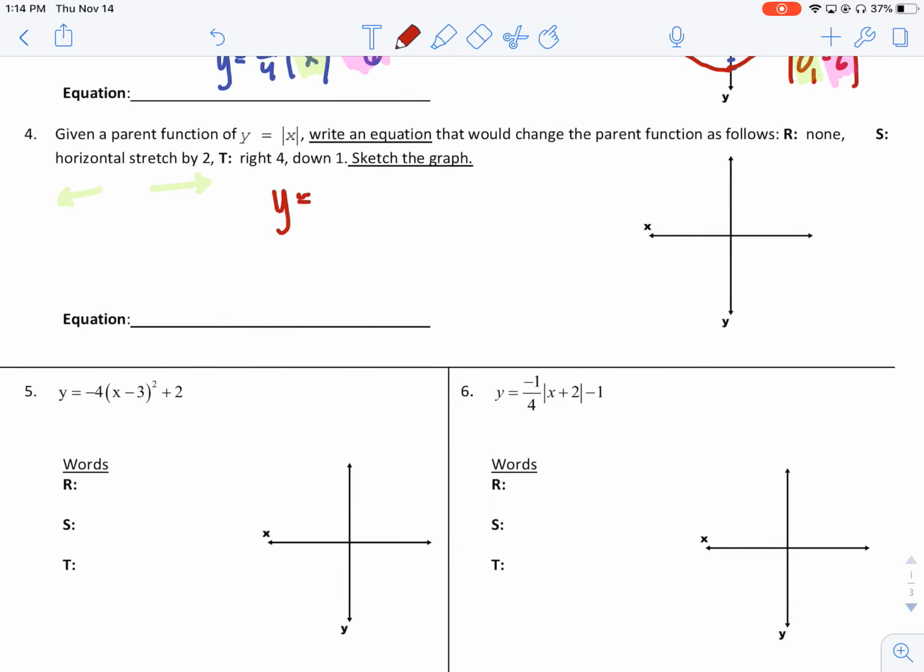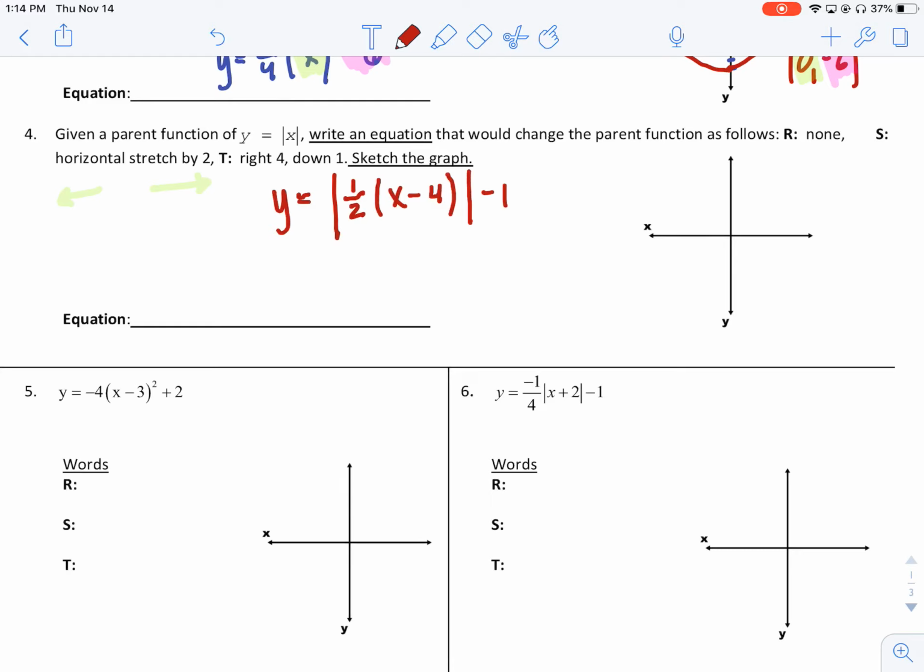Horizontal stretch means it's going to be a divide by 2 on the horizontal or a times by a half. I like to do times by a half. So we'll go 1/2 times. It's moved right 4, so that is x minus 4. And down 1. So on the outside of the absolute value, it's going to be a -1. Okay. So right 4, that's -4. Down 1, that's -1, and 1/2 is the horizontal stretch.